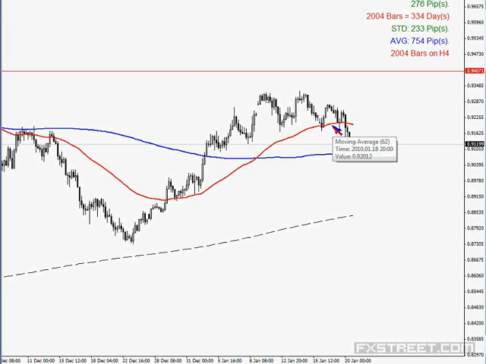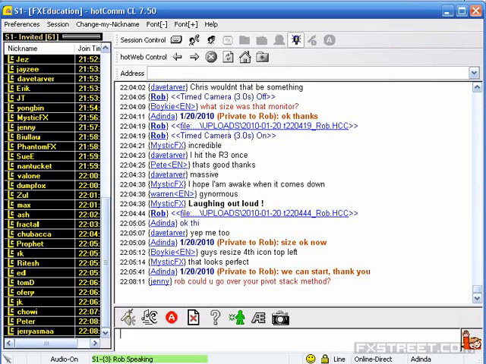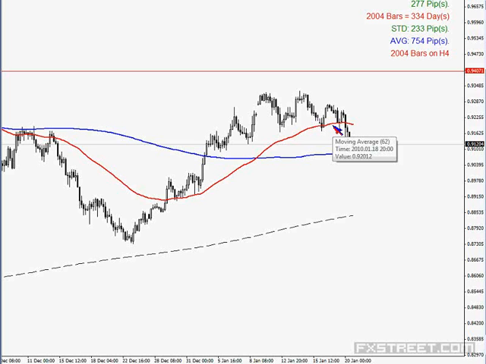Jenny asks, can I go over the pivot stack method? And the answer is unfortunately not. I do that method in a seminar environment, and it takes about 2 days, 8 to 10 hours each day. So this isn't the environment where I can go over that method. So I apologize, Jenny, if this isn't what you wanted to learn about today.